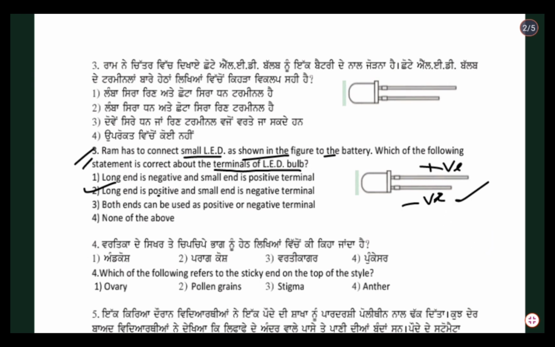Question number 4. Which of the following refers to the sticky end on the top of the style? So the sticky part at the top of the style in flowers is called stigma. It's called stigma. So it helps in capturing pollen grains during pollination.